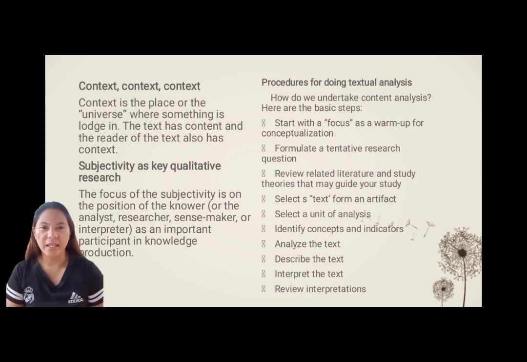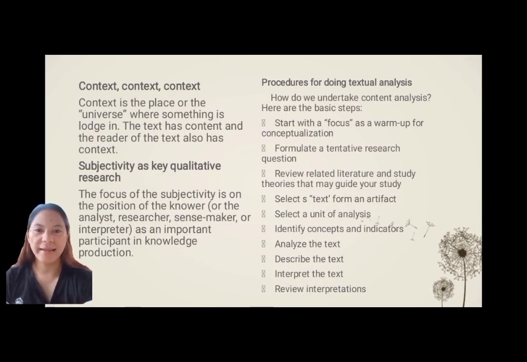Next is identify concept and indicators. This identification of the study's concept and indicators for qualitative research is the equivalent of the identification of variables and measures in quantitative research. Next one is analyze the text. Analyze the text to clarify all the information as you read the text. This is letting the text speak to you regardless of your knowledge of it.